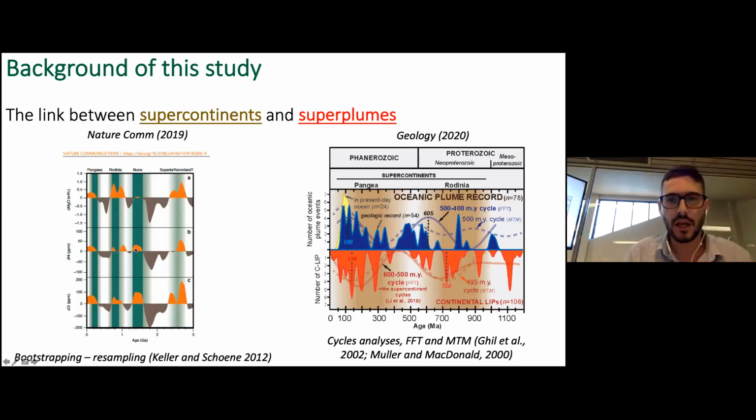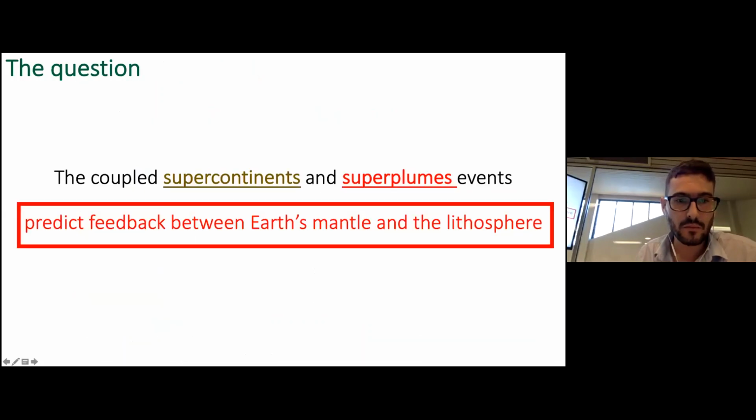For the Geology paper, in blue, you have the oceanic plume record, which are the oceanic plateaus and the OIB preserved in the ophiolites. Doing statistical analysis, we show that we have 500 to 400 million year cycles producing these oceanic plateaus, which coincide with the continental LIPs. So from now on, we have evidence, and we think we have a close relationship between supercontinents and superplumes. This relationship predicts a feedback between the Earth's mantle and the lithosphere. So we think there's a close connection from down below to the surface. That's what we think, and that's what our papers show, and other papers.